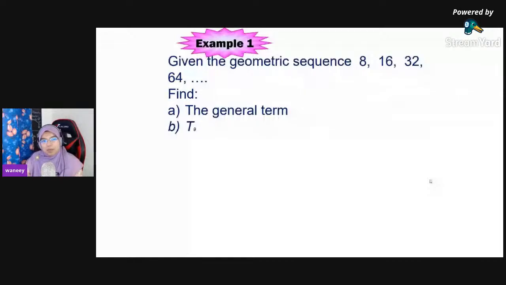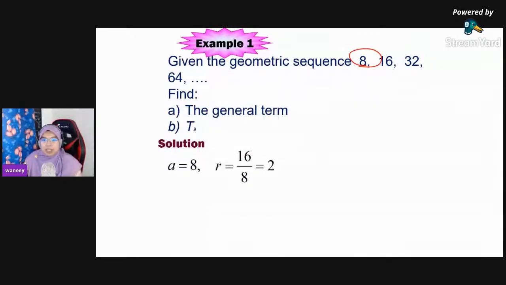Okay, so now example 1. Given the geometric sequence 8, 16, 32, 64, and so on. So now the first one, we have to find the general term, and then for b, we have to find the ninth term. Okay, so now what is the first term? So obviously this is your sequence. The first term is 8. And then how to calculate the common ratio? So we are going to do 16 over 8, or 32 over 16, or 64 over 32. So you can use either one. So for this one, I'm using the second term over the first term. So T2 over T1.